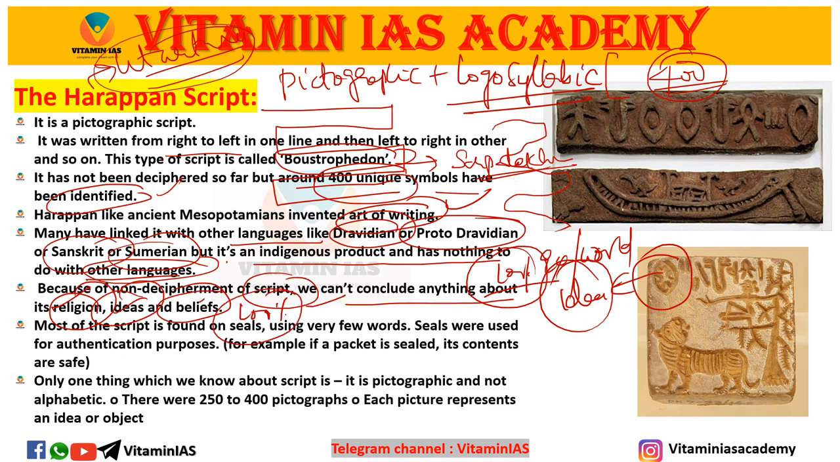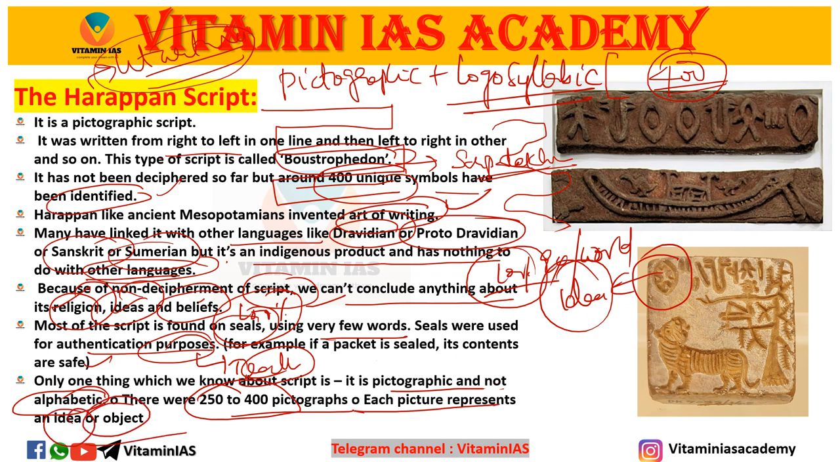Most of the script was found on seals using very few words. Seals were used for authentication purposes, like in trade, a packet is sealed so the contents are safe. The only thing we know about the script is that it is pictographic and not alphabetical. There were 250 to 400 pictographs, each picture representing one idea or one object. Nearly 400 pictographs are there.